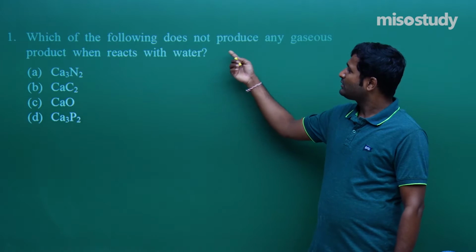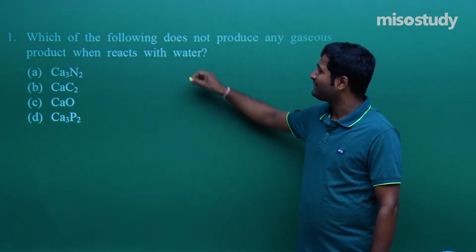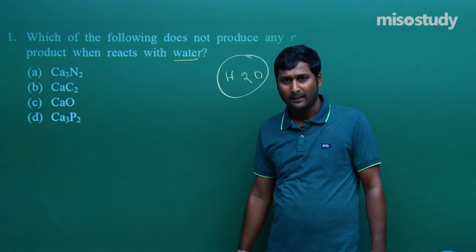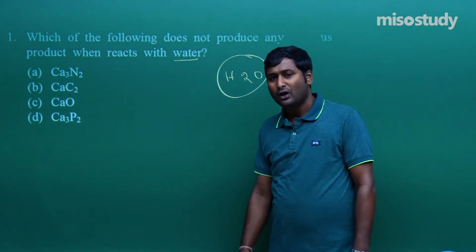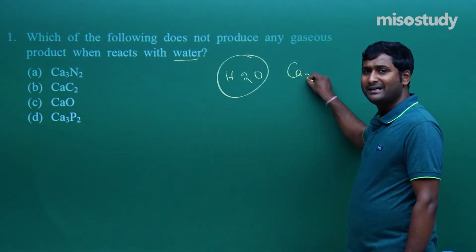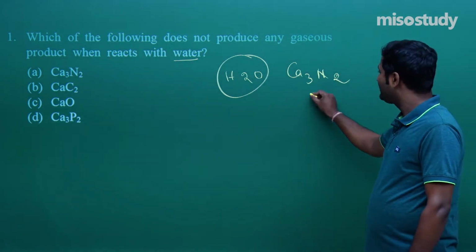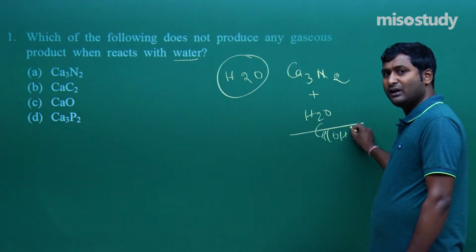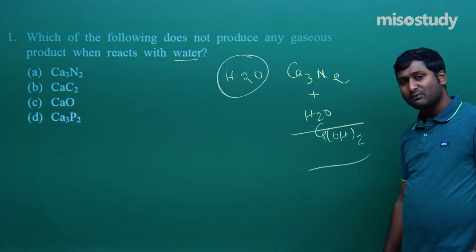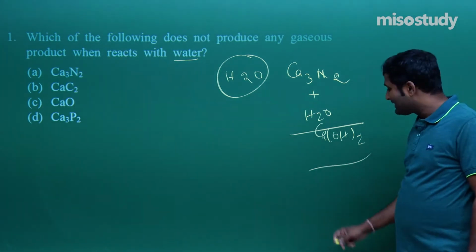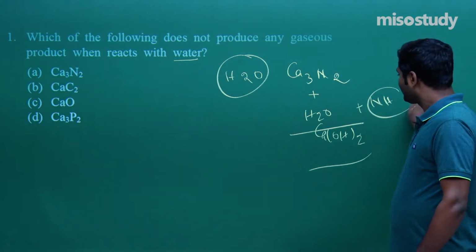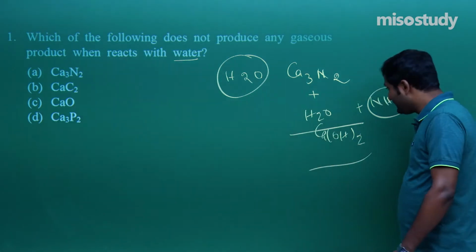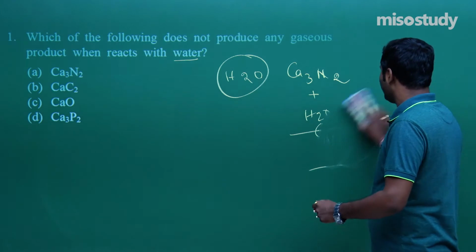Here is given: which of the following does not produce any gaseous product when reacting with water? What is given here? This one is water, H2O. And the first product is calcium nitride. We know calcium nitride, Ca3N2, when treated with H2O, what will happen? In this case one product is Ca(OH)2. Clear to you? If one product is Ca(OH)2, then the next one is NH3. This is a gaseous product. So when Ca3N2 is treated with water, the product in this case is a gaseous product.